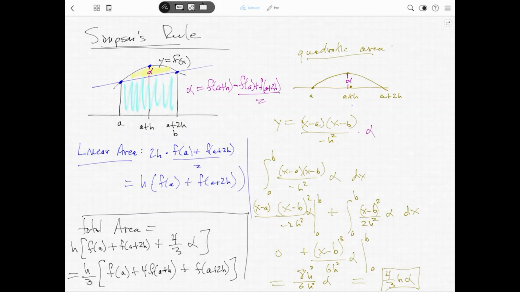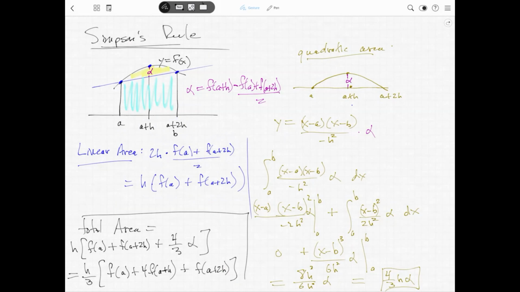The blue area for the trapezoid is simple. The width of the trapezoid is 2h, and the average height is the height at a and the height at a plus 2h, divided by 2. Of course the 2's cancel, so we get this formula for the area of the trapezoid.